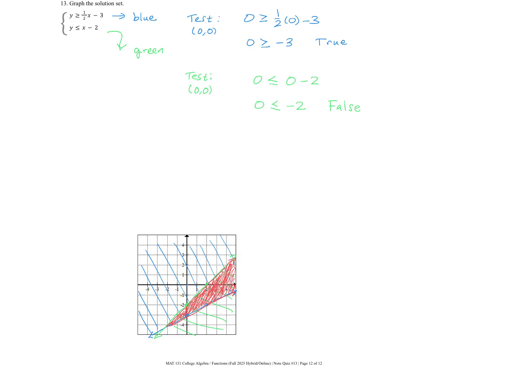All right, so that takes us to the end of note quiz number 13. Again, note quiz 14 will be all about matrices coming up in our last section for the class.